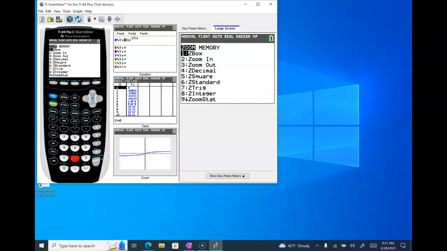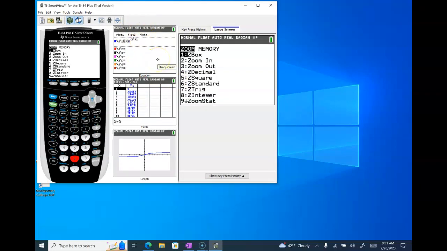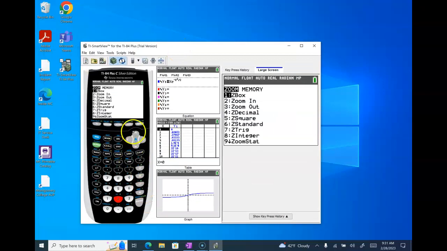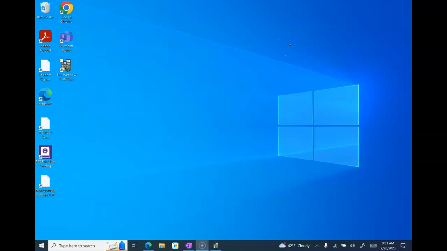You can see the origin, zoom to, why didn't it move? Frozen. Come on. Frozen. Oh, here we go. Nope. I can't waste time on it. Go to Desmos.